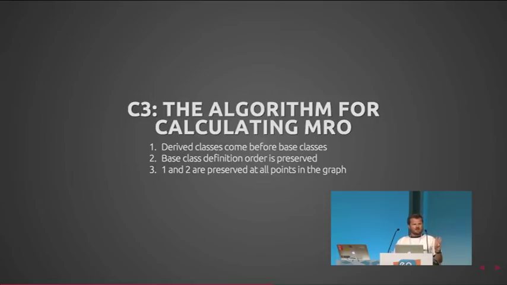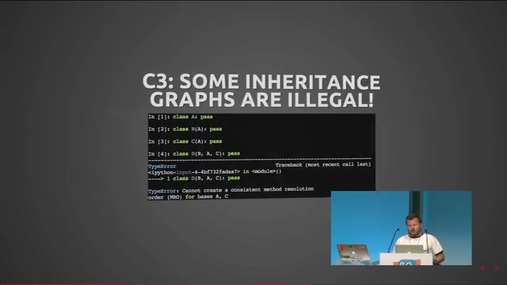It has three basic things that it guarantees when it calculates the MRO. One is that derived classes will come in the MRO before their base classes. It guarantees that whatever base class order you give in your class definition is also preserved. So the relative ordering is always preserved based on what you tell it lexically. And finally, the first two constraints are conserved anywhere in an inheritance graph. So the relative ordering of classes is always the same no matter where you start. These are the rules that C3 provides, and that's how Python resolves methods.